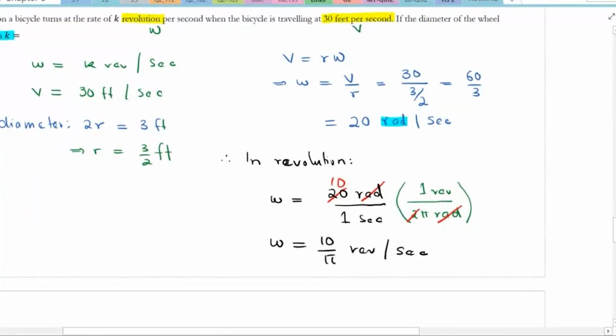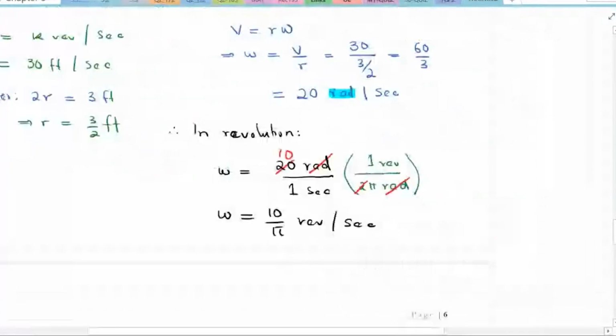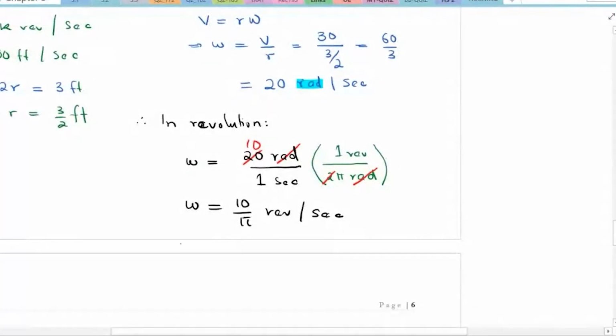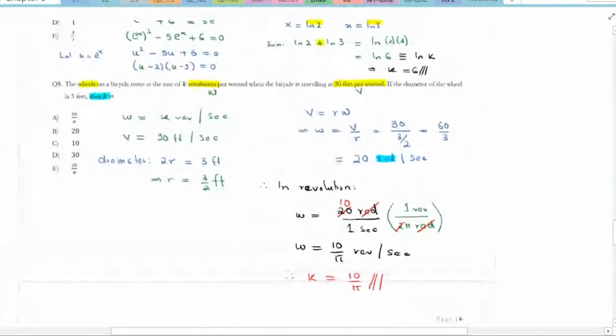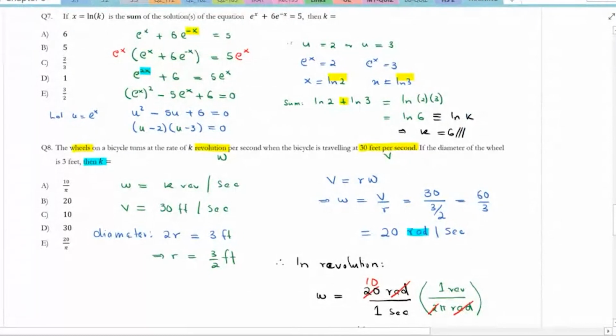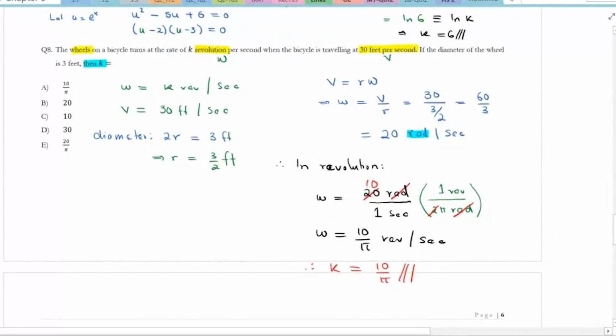So gentlemen, what is our k? If you compare both of them, this means k will be equal to 10 over pi. Is it clear, gentlemen? Yes, Mr. Amir, your question.